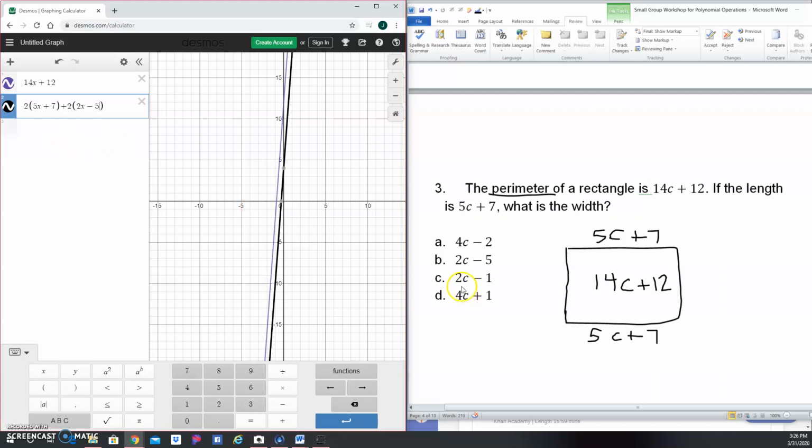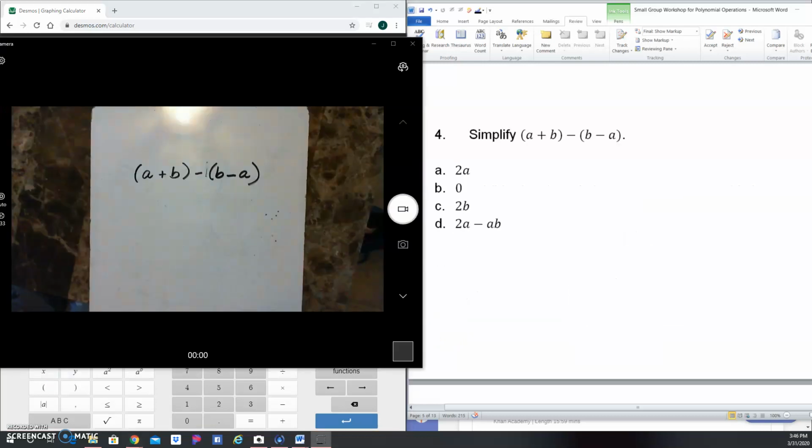I'm now going to go to letter C. So 2x minus 1. And it went on top. So here for number 3, the answer is letter C. So okay guys, this has to be done manually.